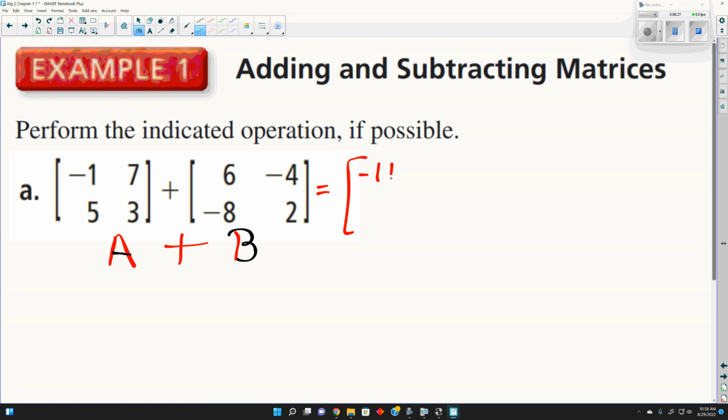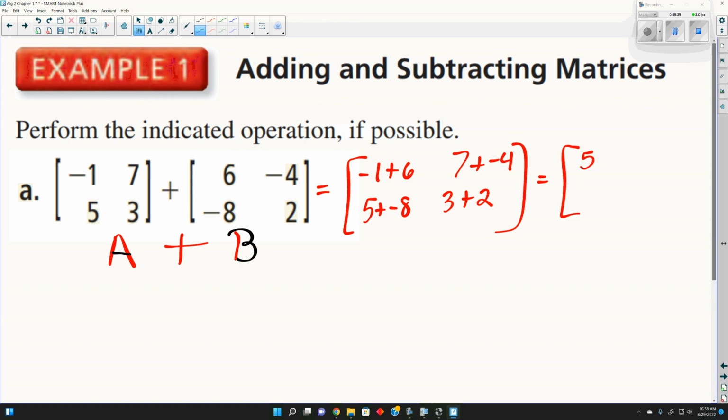Now, if we look back at this here for the problem, we're saying that we have negative 1 plus 6, 7 plus negative 4, 5 plus negative 8, and 3 plus 2. Well, negative 1 plus 6 is 5, 7 plus negative 4 is 3, 5 plus negative 8 is negative 3, and 3 plus 2 is 5, which is the same thing it gave us. Any other questions on this here?